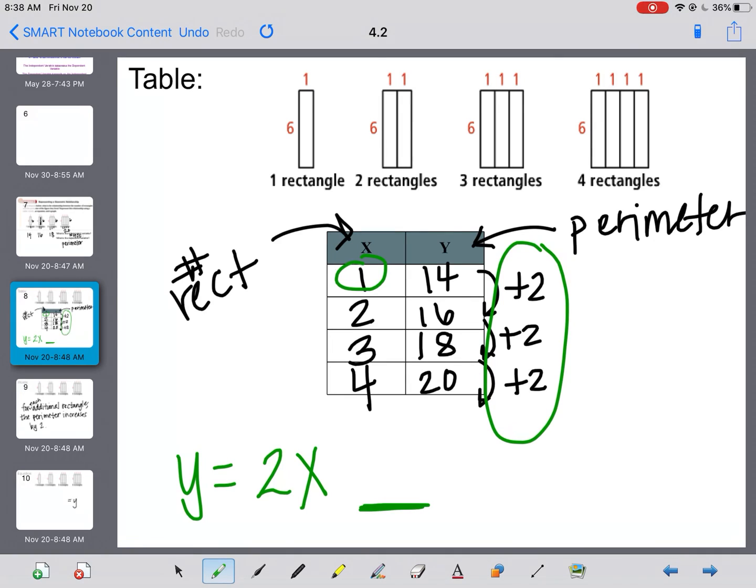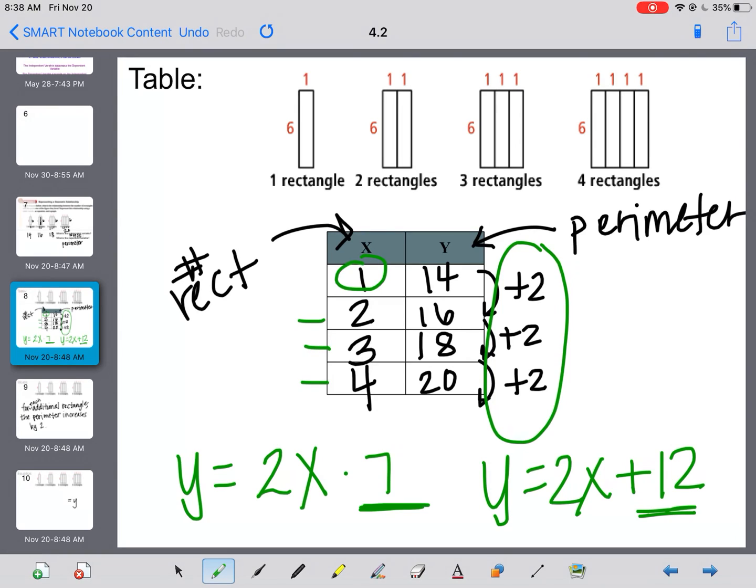If I plug in a 1 and I did 2 times 1, do I get 14? No. But I know that the 2 has to go here. So what else can I do to this 2x to get myself up to 14? Well, 2 times 1 is 2, so I could multiply by 7. Or 2 times 1 is 2, and I need to get to 14, so I could add 12. These are both options, but we have to make sure that it works for all 4 of these situations.